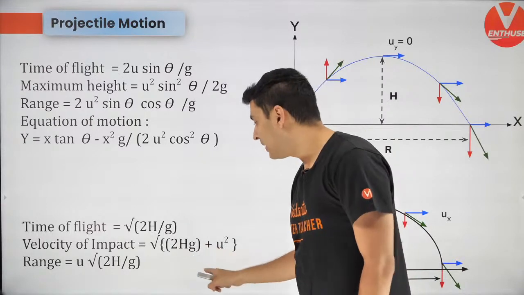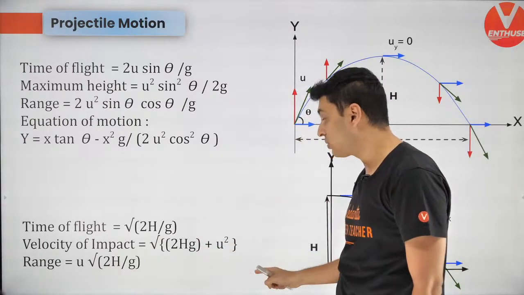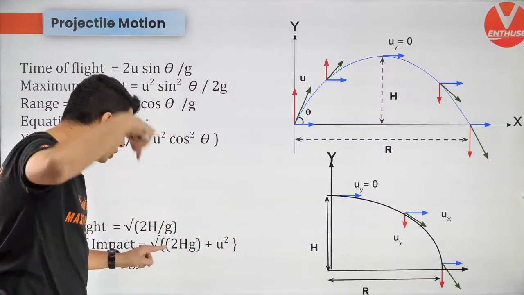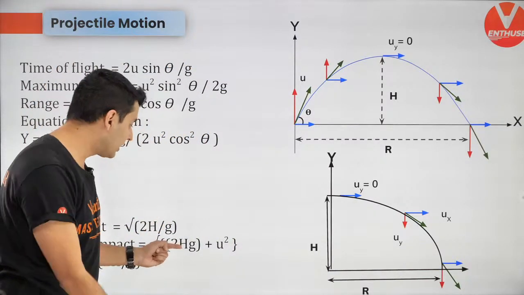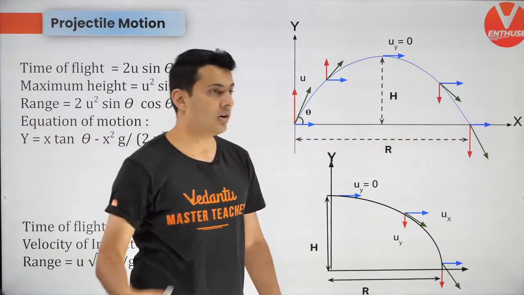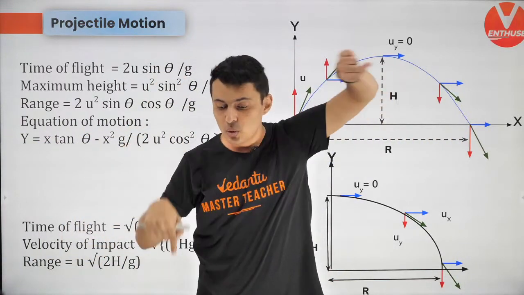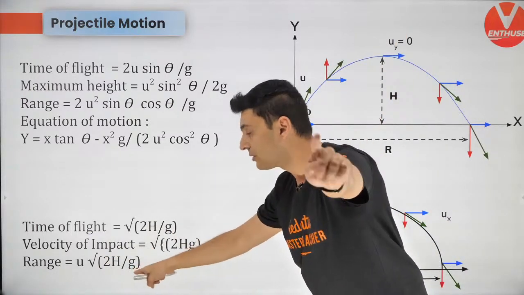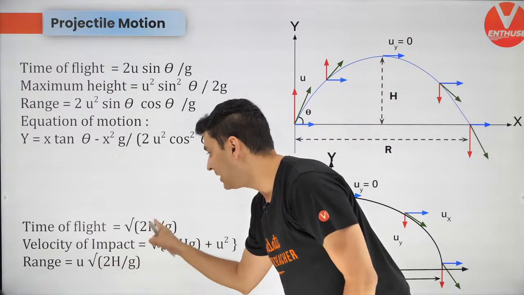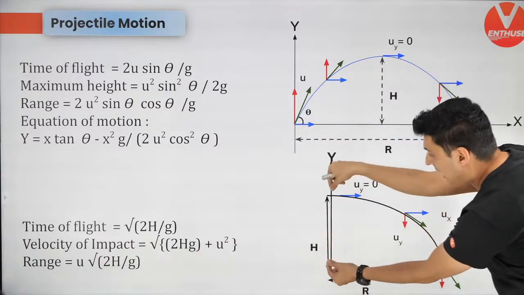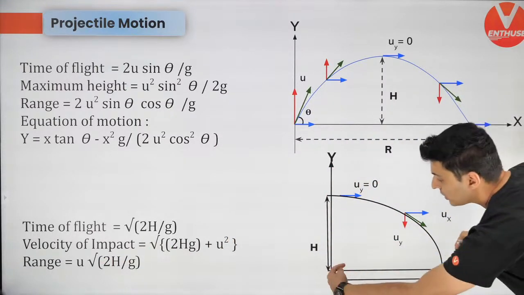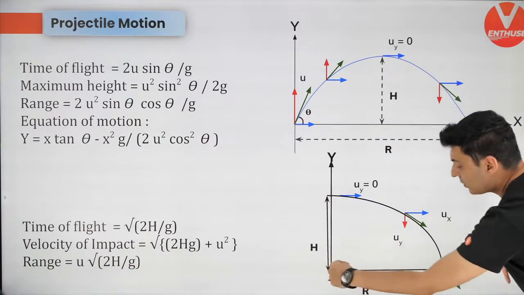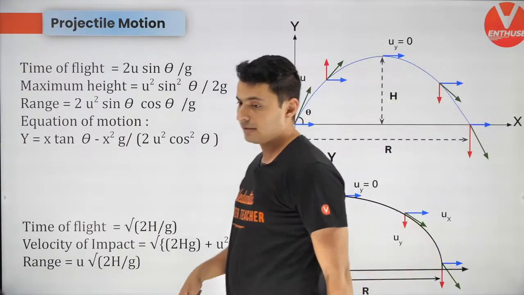Velocity of impact, very interesting. Root of 2gh plus u square. There are two components. Why? One is the vertical component, which is root 2gh. U is the horizontal component. So the vector sum of u and root 2gh gives you the velocity of impact. And the range is the time into the speed: the time for which it falls into the horizontal speed. Horizontal speed is u, so horizontal speed into time will give me the range. Keep this in mind.